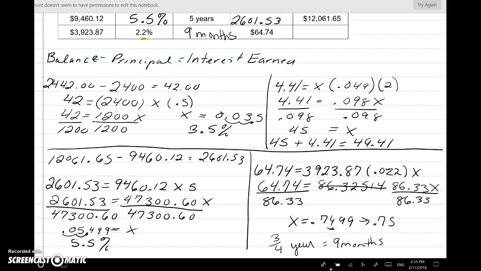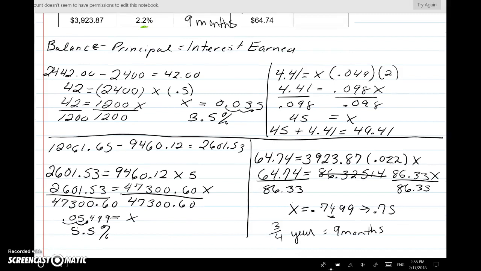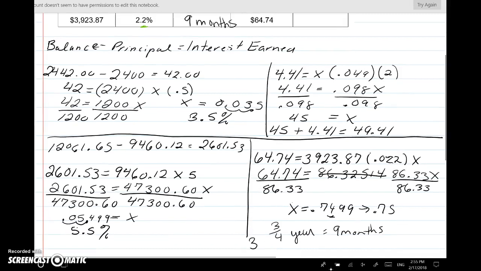Oh, one last part. We have to add this all together. So let's move this up so I have a little more room. We're going to do 3923.87 plus 64.74, and we're going to get $3,988.61.